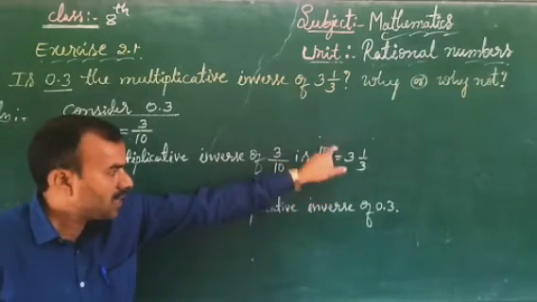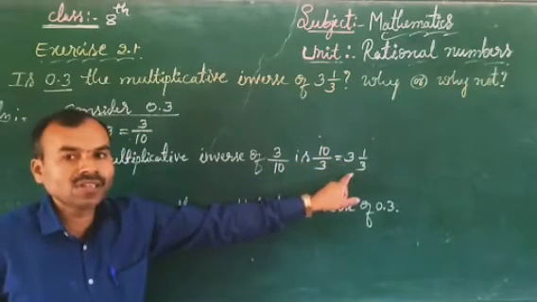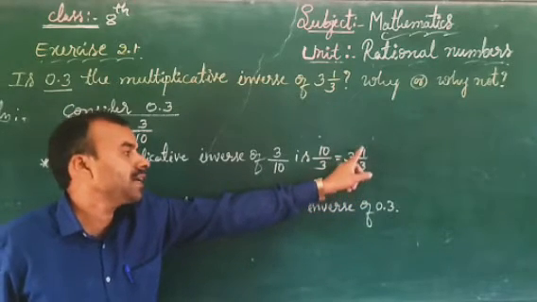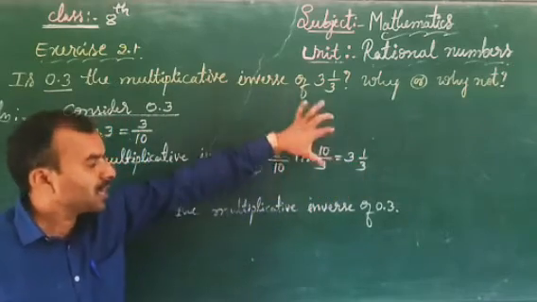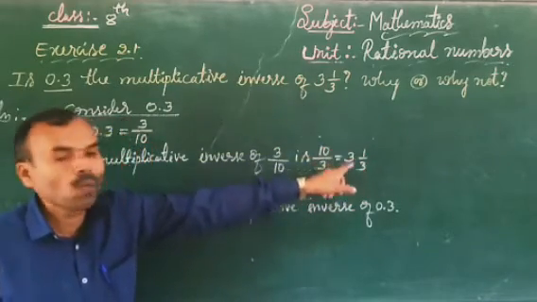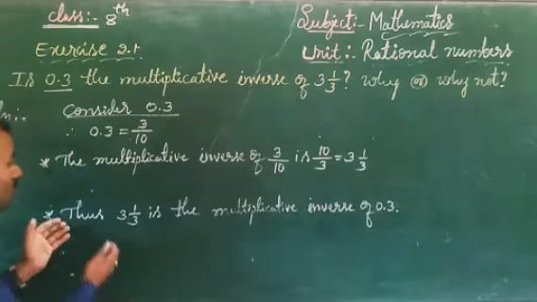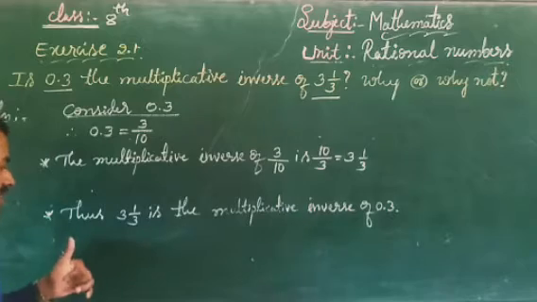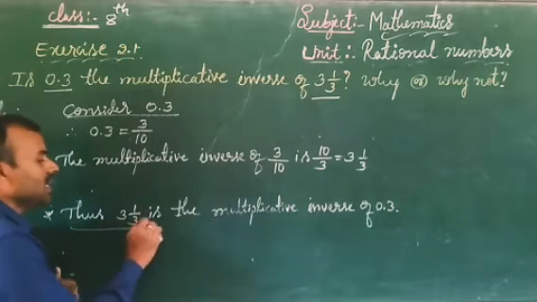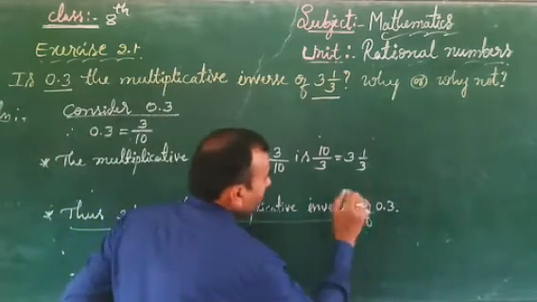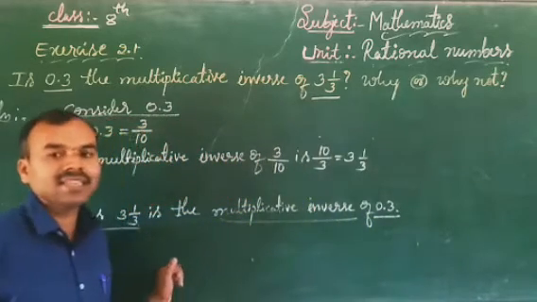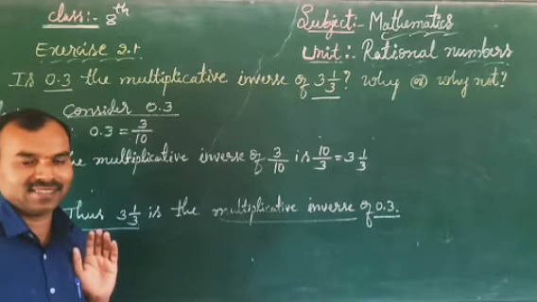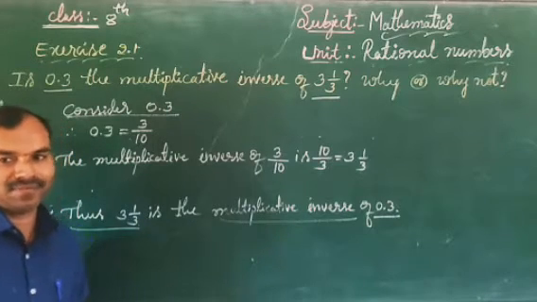10 by 3 is written in mixed fraction as 3, 1 by 3. 3 threes are 9, 9 plus 1, 10, 10 by 3. 10 by 3 is of the form 3, 1 by 3. So thus, 3, 1 by 3 is the multiplicative inverse of 0.3. It is simple and very easy. Yes, right.